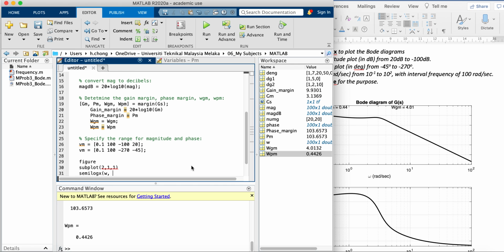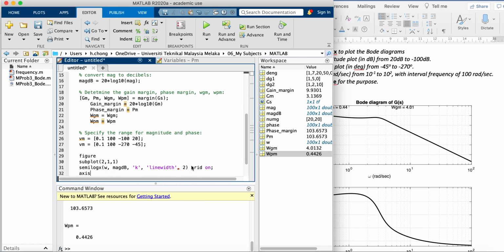with omega on the x-axis and the magnitude in dB on the y-axis. If you want a different color, it is up to you. This one is black, so I use K. I want it to plot in a thicker line, so I set the property line width to 2. Then don't forget I want the grid on, and please follow the axis. The command here is axis VM, because this one is for my magnitude.